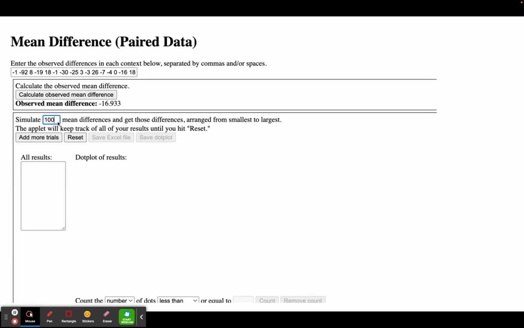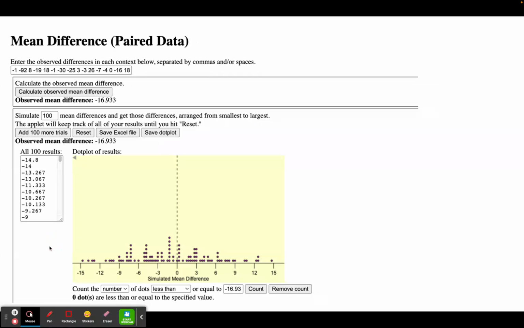And like we've done in the past, you would probably type in that you want to simulate 100 mean differences. Usually we do 100 just because it makes the p-value calculations a little bit easier. And then when you click the add more trials button, you'll get your dot plot.